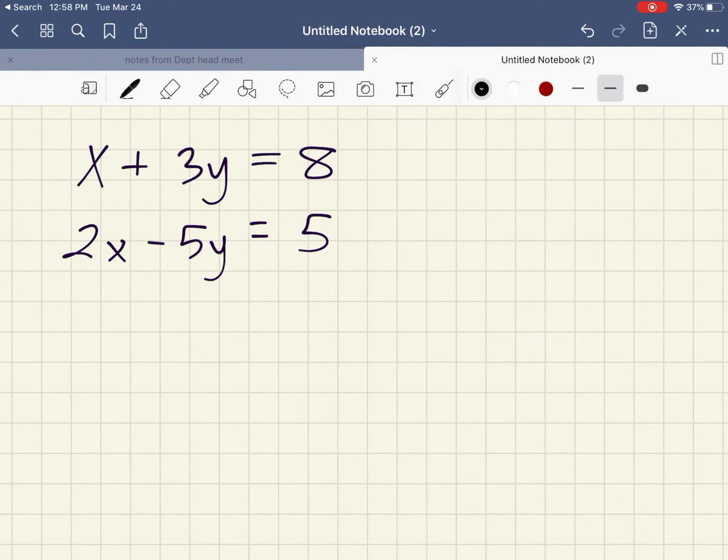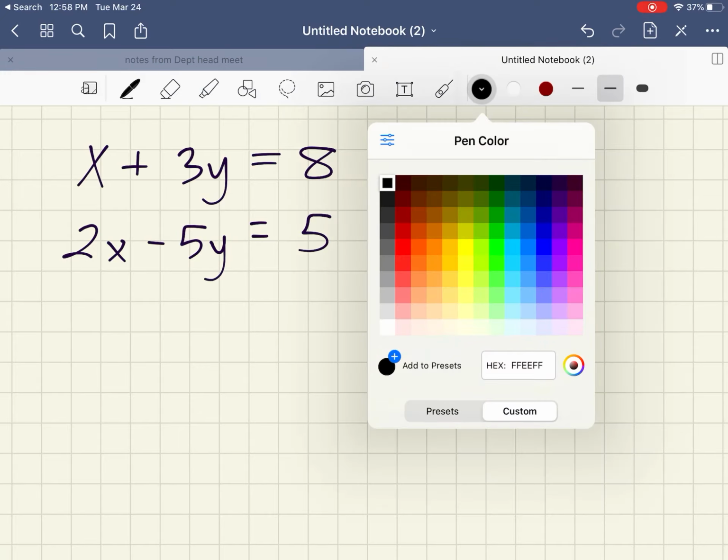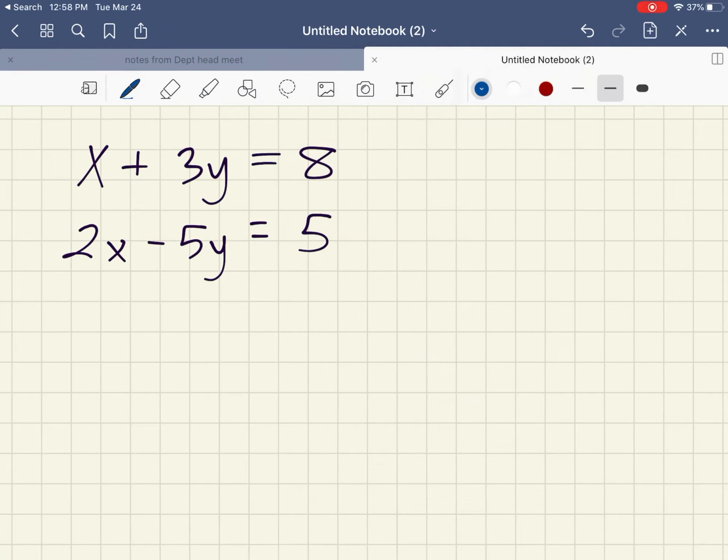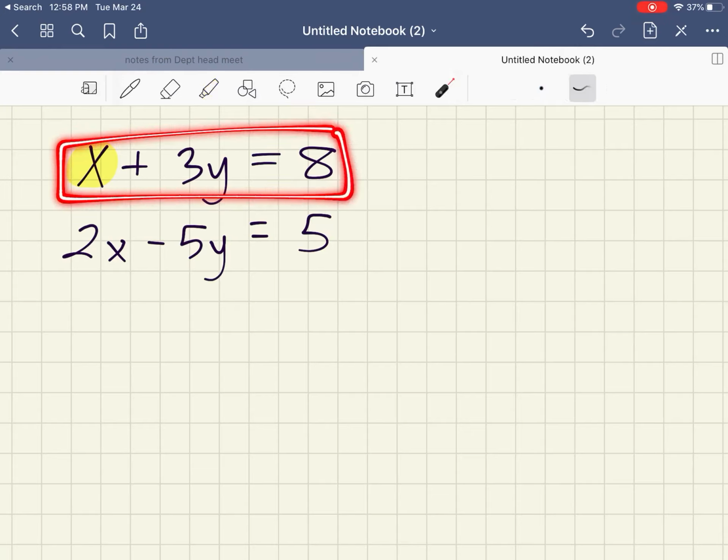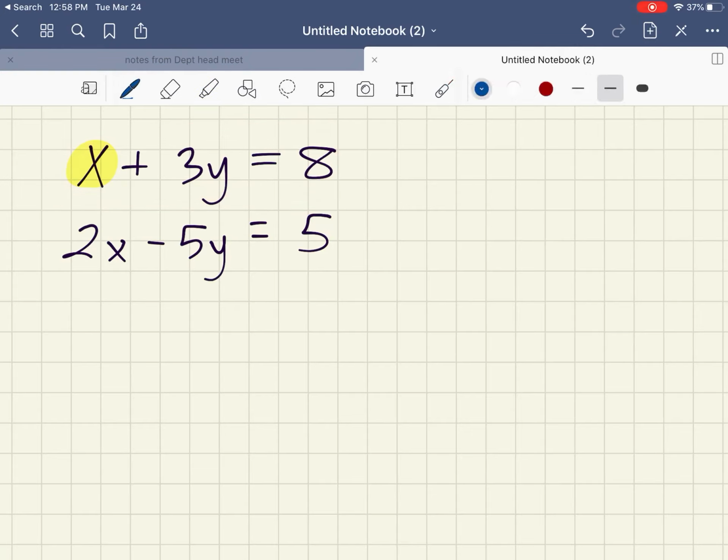All right, so one more system of equations that we can solve using substitution, although I wouldn't recommend it, would be if you have two equations where neither is solved for one of your variables. But this one, if you look at the top equation, we have x here, and it would be pretty easy to take this equation and solve for x.